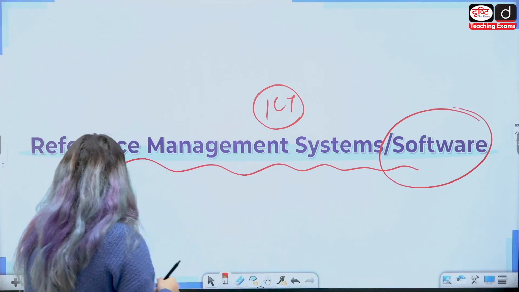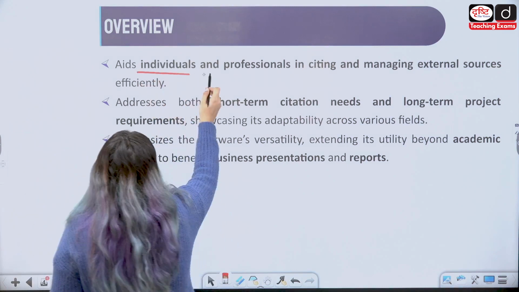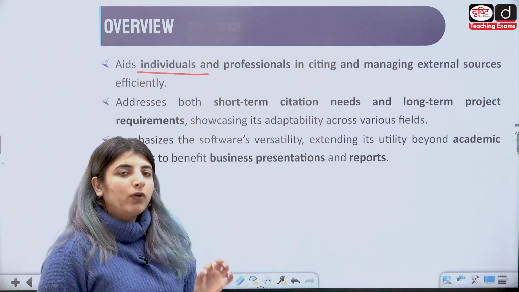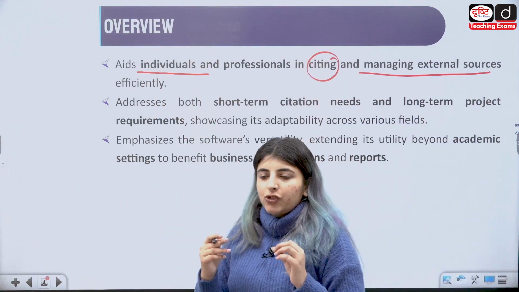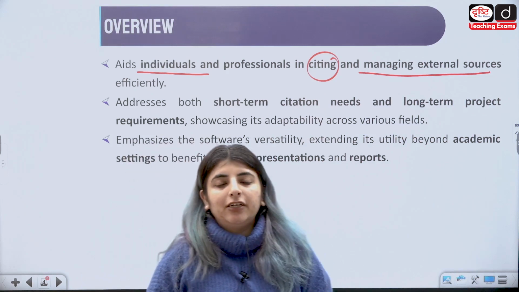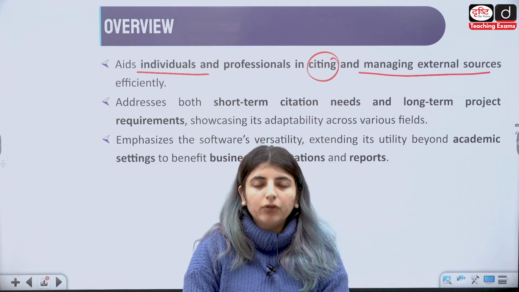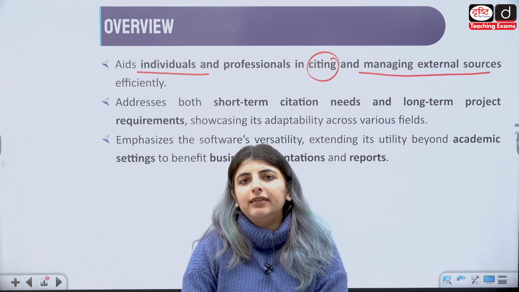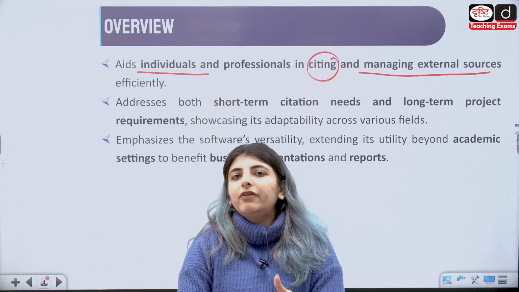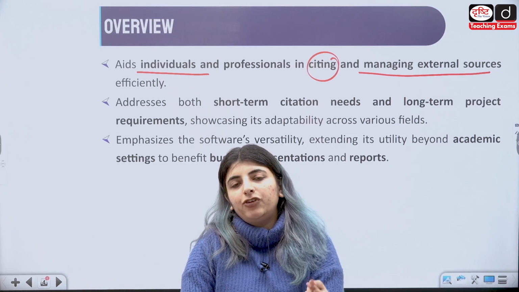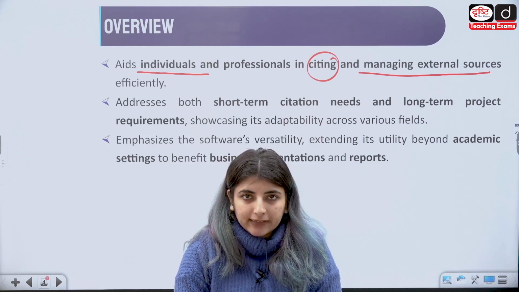Let me just see here. It is the overview that I have provided in the very first slide, that it aids individuals and professionals in citing and managing external sources efficiently. Whenever you are doing your research, you read several articles, several books, certain online articles and essays, just for reference. Now, whenever you are writing research, you need to make sure that whatever you are stating in your paper is backed up with some sort of evidence.